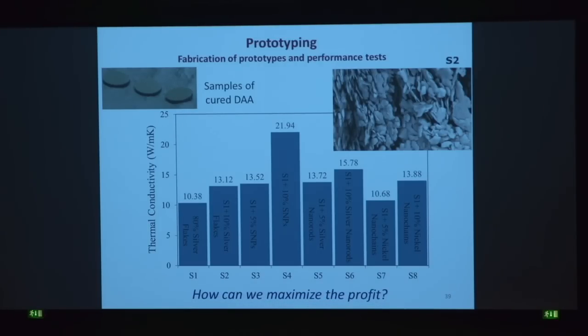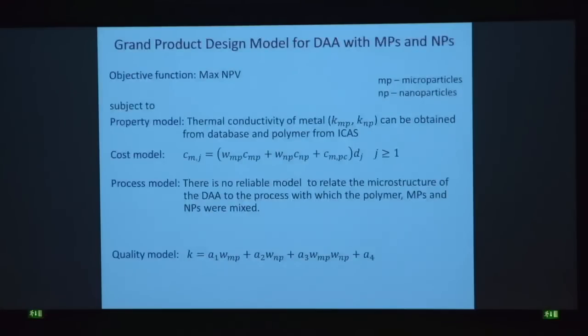Now, we know that we have something that works. How can we maximize the profit? And that is what we do. Now we go back to the grand product design model. We would like to maximize the NPV, subject to the property, which is easy: we can calculate the polymer thermal conductivity from ICAS. We look at the cost model.